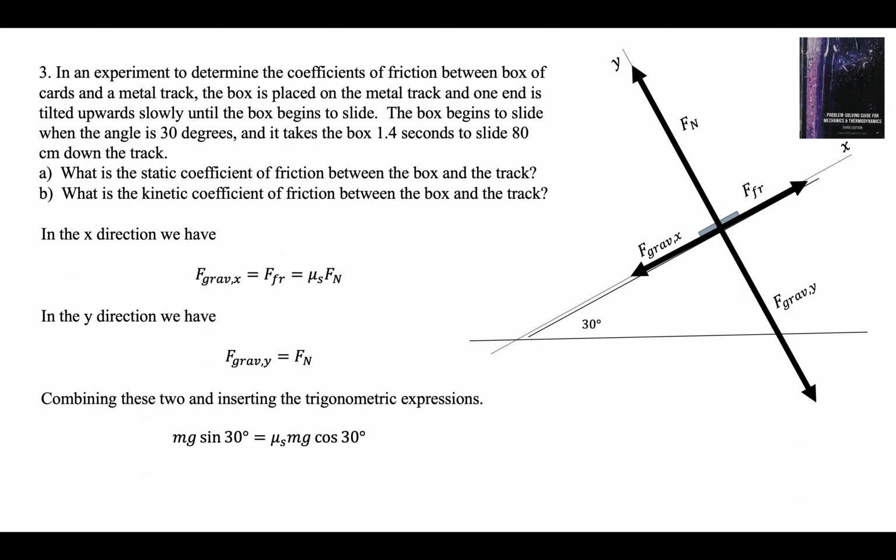And now we're done. We just have to solve for mu sub s. The mg's cancel. Divide both sides by cosine 30. Mu sub s is tangent 30. Getting out the calculator, we see that it's 0.577, which we round to 0.58.